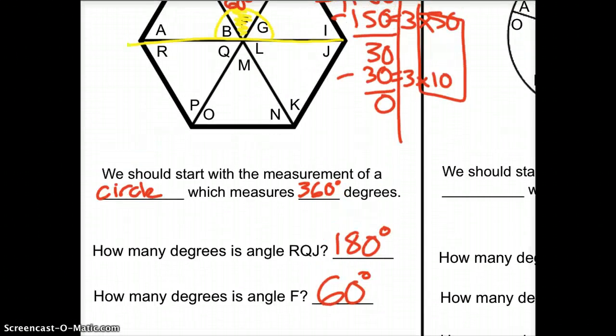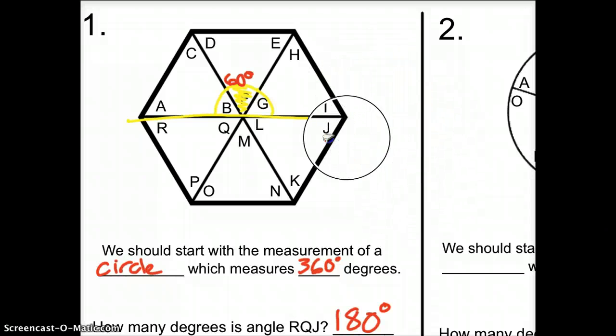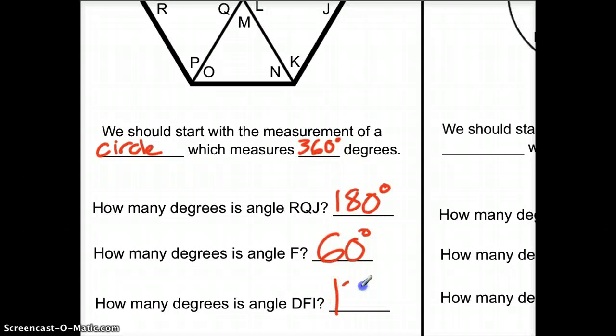My next problem is DFI. So I'm going to find angle DFI. Just going to erase this real quick. I'm going to find DFI, so I'm going to highlight that. Here's D, here's F, and here's I. So this is the angle I'm trying to find. I found out in the last problem that angle F was 60 degrees. I know angle G was also 1/3 of that straight line, so that must be 60 degrees. So to find DFI, I'm just going to add 60 plus 60, which I know is 120 degrees.